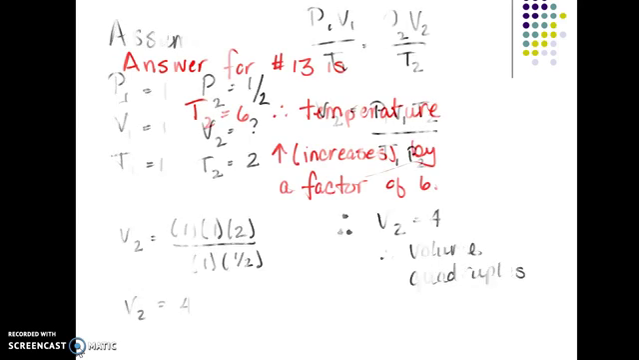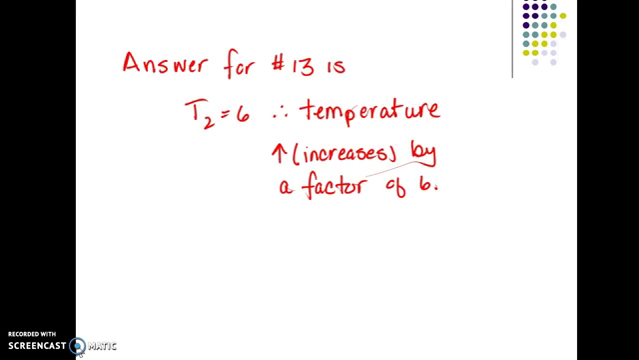For number 13, I didn't work it through with you, but the answer I got was T2 is equal to 6. Therefore, the temperature increases by a factor of 6. I don't know how you would say 6, since it's not equivalent to something like quadruple, so I would say increases by a factor of 6.